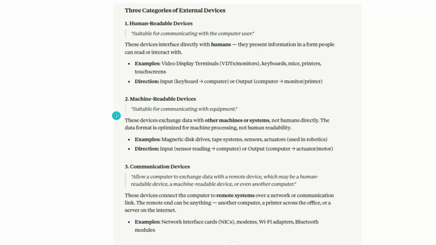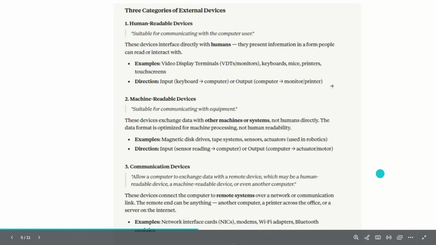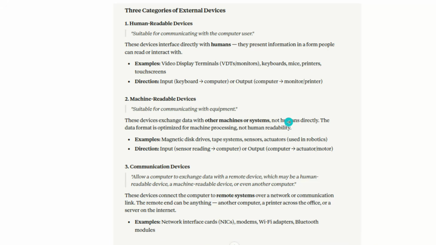Now, machine readable devices are suitable for communicating with equipment. That means these devices exchange data with other machines or systems, not with humans. The data format is optimized for machine processing, not human readability. Examples are magnetic disk drives, tape systems, sensors, and so on. Here you can see one example: the input is a sensor reading the computer, and the output is through the computer's motor or actuator.